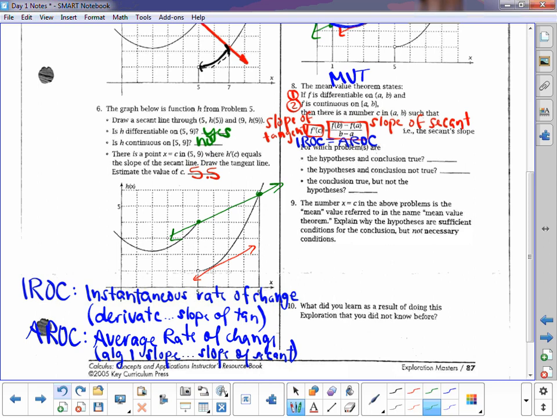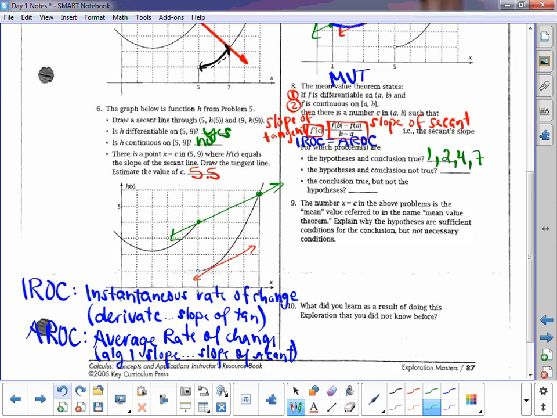So which problems were both the hypothesis and conclusion true? Where we had differentiable, we had continuous, and we had the tangent line parallel. Which ones did we have for that? I heard 1 and 2, 4, and 7. Do we agree with that? We should see yes, yes, pair.